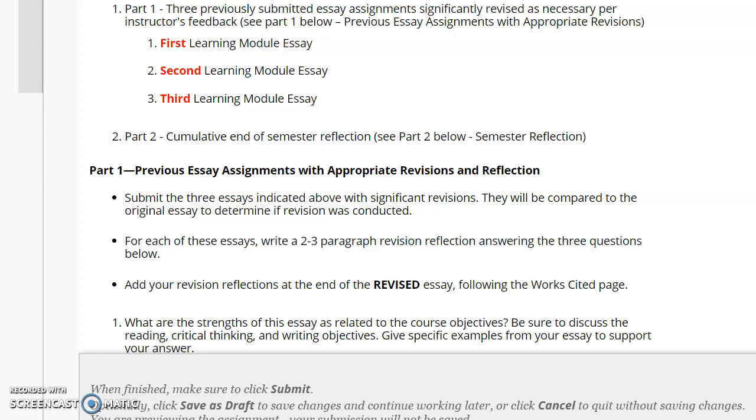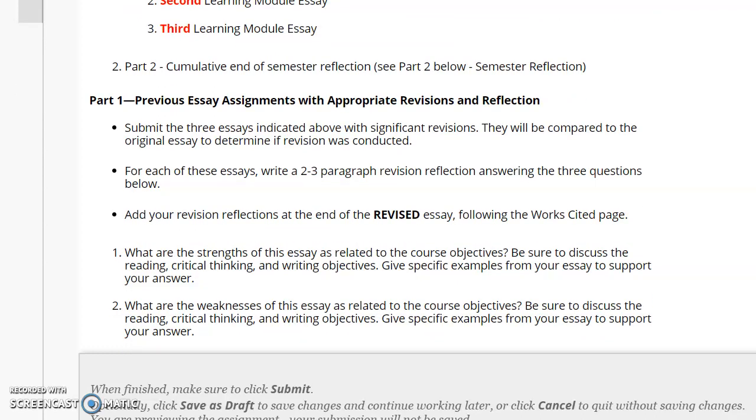With the revised essays that you have submitted, you will need to write a revision reflection for each of the revised essays. So after revising the essays to make them as publishable as possible, error-free, and with the notations that I've given you to revise when I initially graded your essay, I want you to now write a 2 to 3 paragraph revision reflection for each of these essays, answering the following questions.